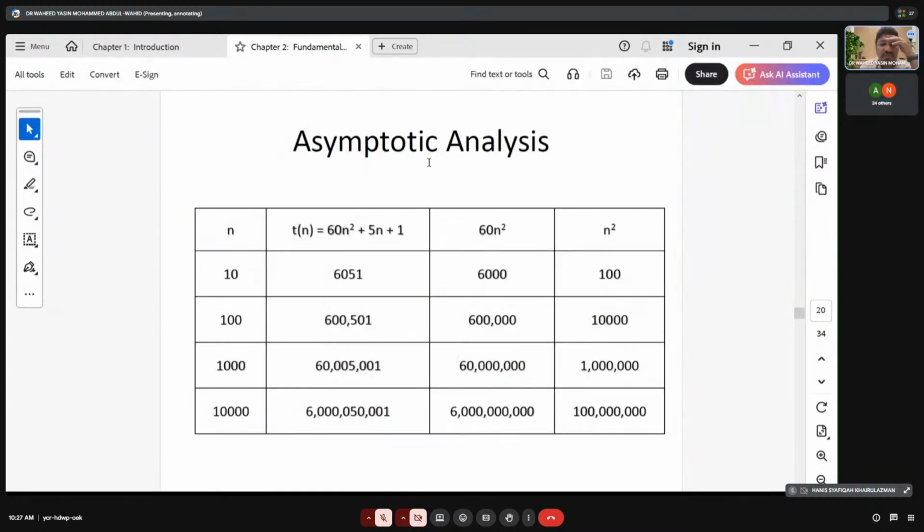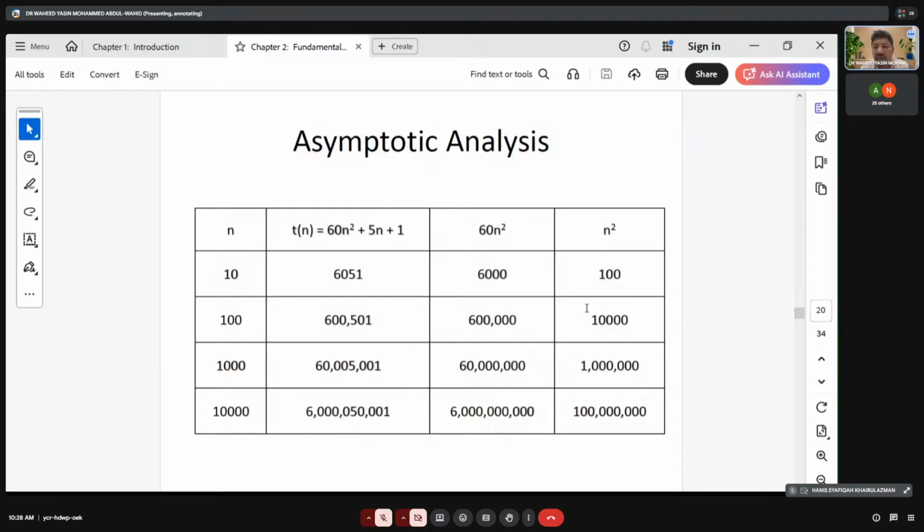Asymptotic analysis. T(n) = 60 n power 2 plus 5n plus 1, with the dominant term 60 n power 2. For n equal 10, we just replace n with 10, so we have 6,051. Here we have 6,000. If you have n equal 100, we have 600,501 and 600,000.